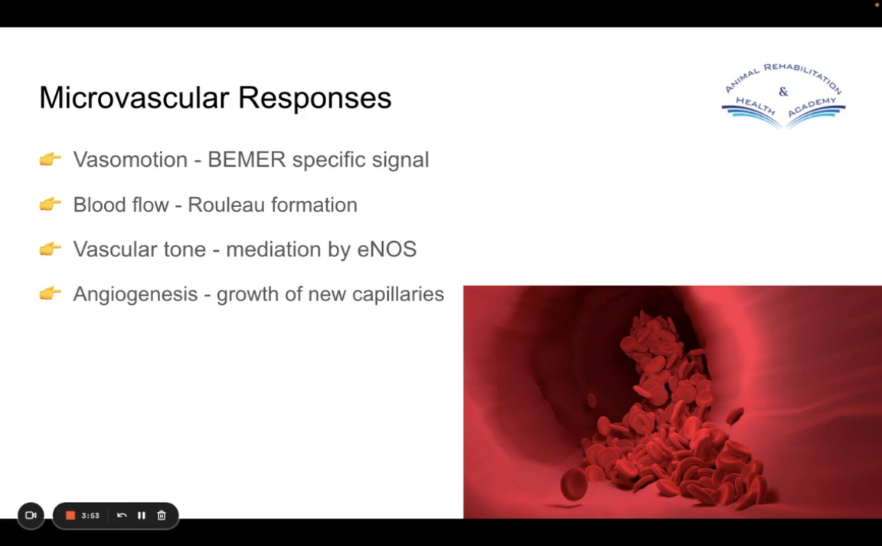And we're going to think about the Rouleau Formation, which is another interesting factor which can contribute to the actual flow of blood. Then we're going to briefly consider vascular tone, and this is mediated by endothelial nitric oxide synthase, which we will come on to discuss. And then finally, we will look at angiogenesis, which is the growth of new capillaries. So what we're considering is how can we get more blood to the area, and how can we get more blood to perfuse into the tissues to bring that essential oxygen and nutrients for repair.